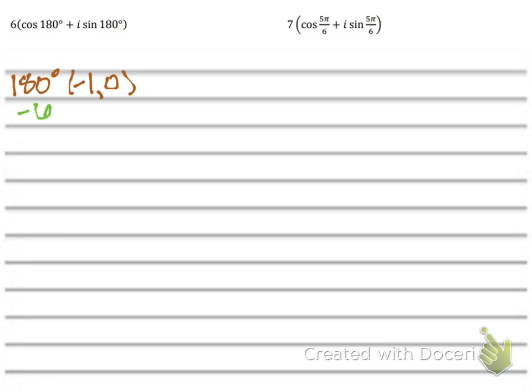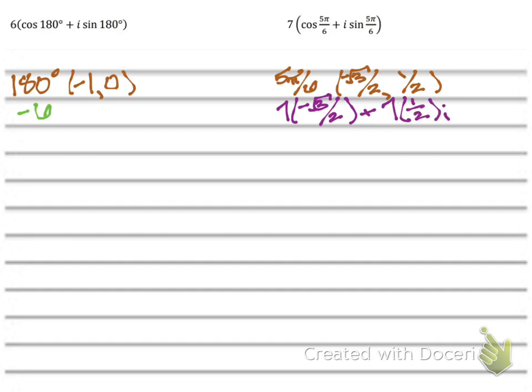And then for the last one, looking at 5 pi over 6. All of my over 6s are root 3 over 2, 1/2. 5 pi over 6 is in the second quadrant, where we are negative, positive. So we would have 7 times negative root 3 over 2 plus 7 times 1/2 i. So -7 root 3 over 2 plus 7/2 i.